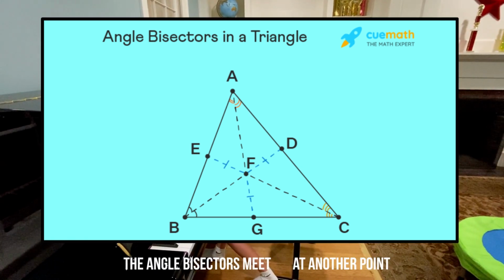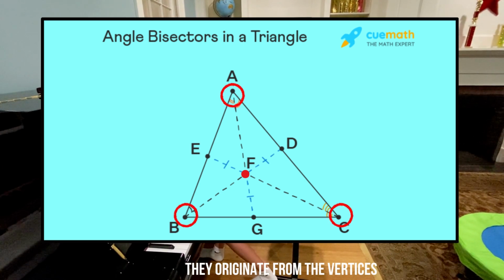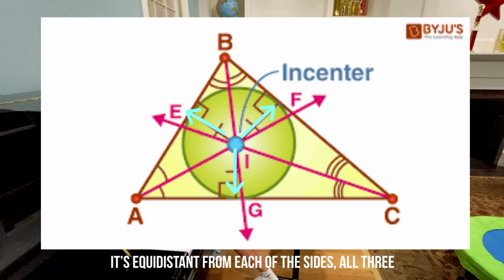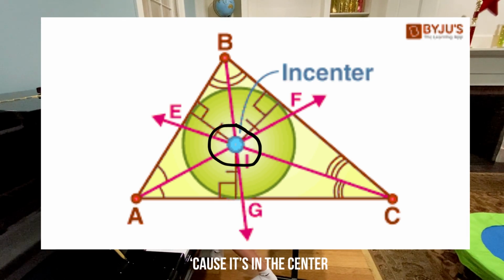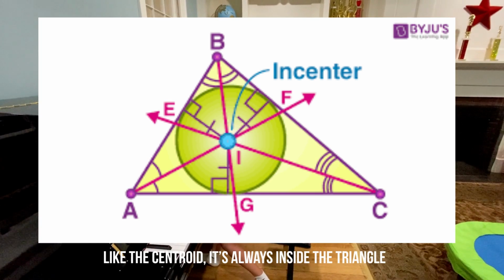Angle bisectors meet at another point. They originate from the vertices. It's equidistant from each of the sides, all 3. It's called the incenter, cause it's in the center. Like the centroid, always inside the triangle.